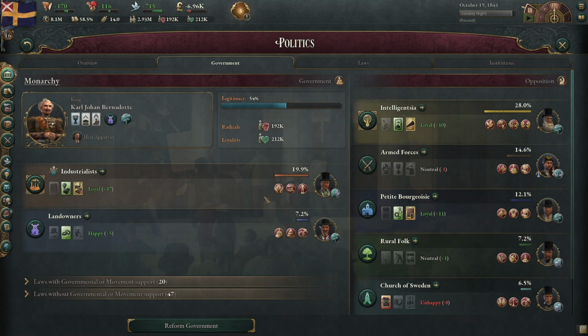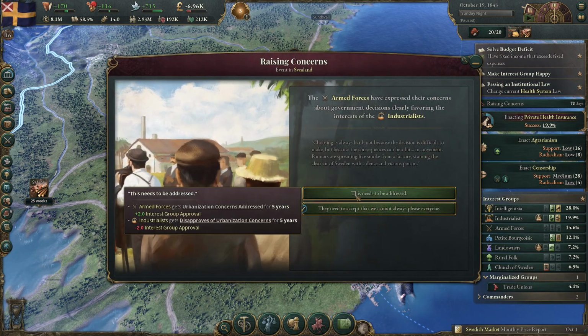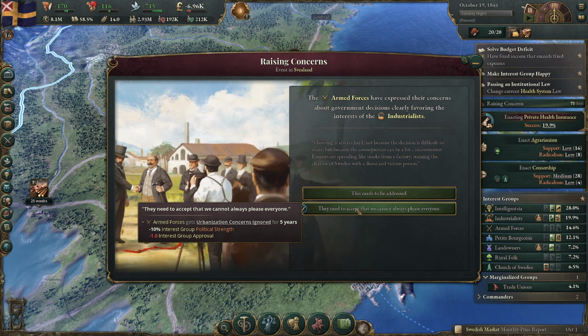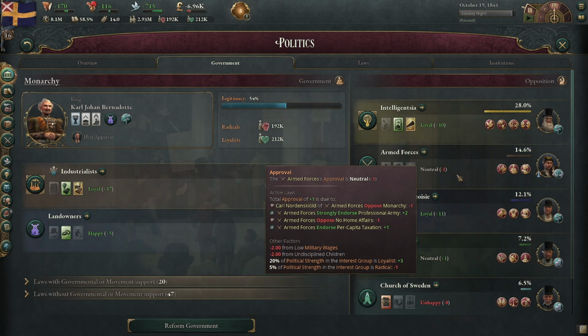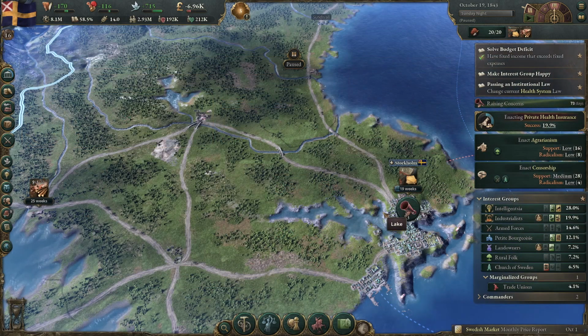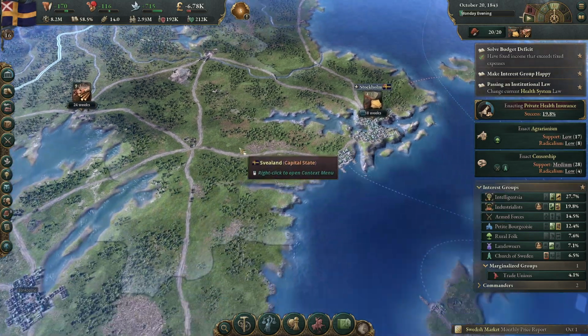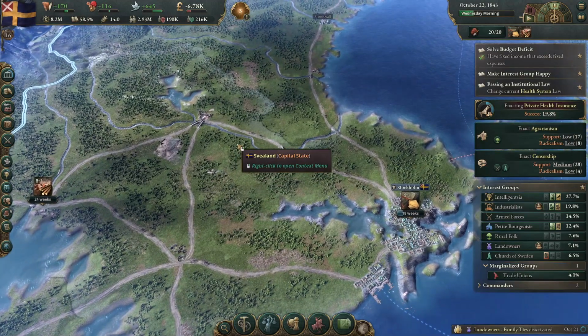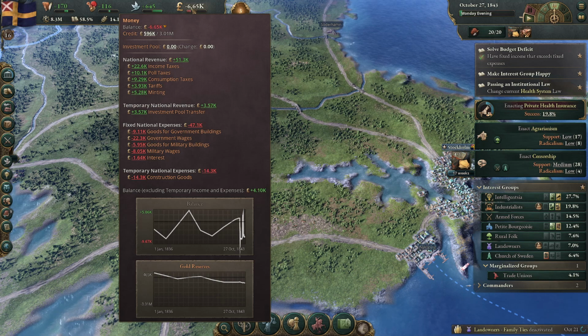Yeah, there's not much we can do at the moment. We just don't please everyone. So let's again. Armed forces. Actually, we could make the armed forces positive by doing this, couldn't we? Yeah, I think if we do that, that will make the armed forces positive and a little bit happier. Have a look at the budget. Investment pool, national, temporary national revenue, investment pool trader. So at the moment we are making a little bit of money.